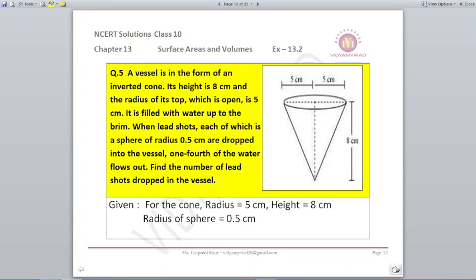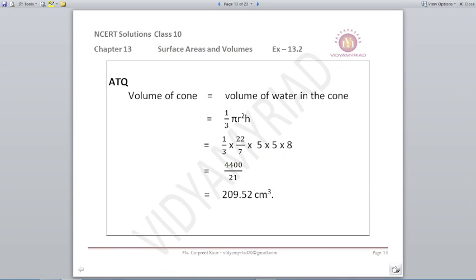Now we are given the cone, radius is given to us as 5 centimeters, height is also given to us as 8 centimeters, and the radius of the sphere is given to us as 0.5 centimeters. Let's find out the volume of the cone. So volume of the cone, we know, is 1 upon 3 pi r square h. So 1 upon 3 into 22 by 7 into 5 into 5 into 8, that comes out to be 209.52 centimeters cube. This is the volume of the cone.